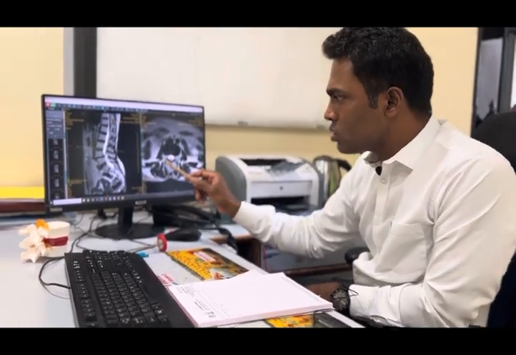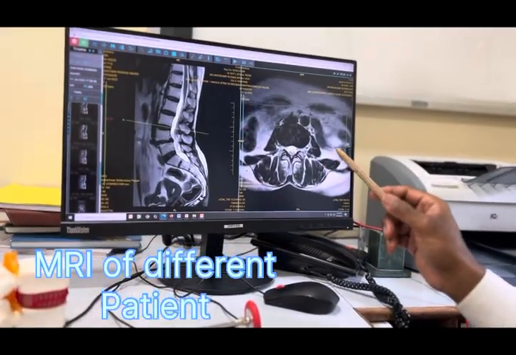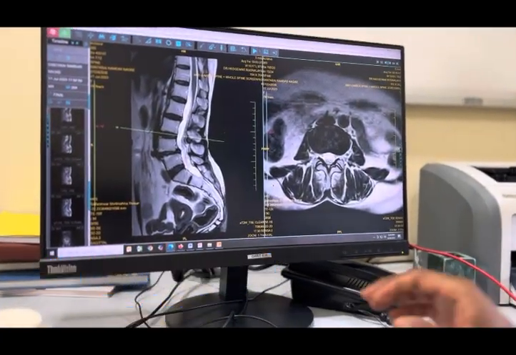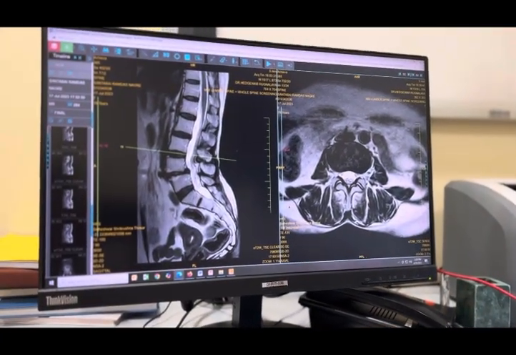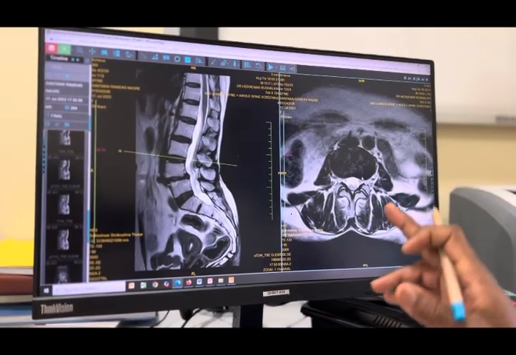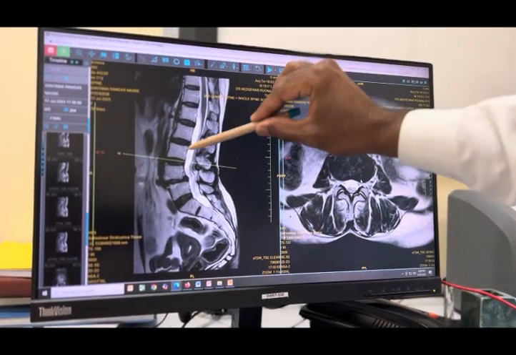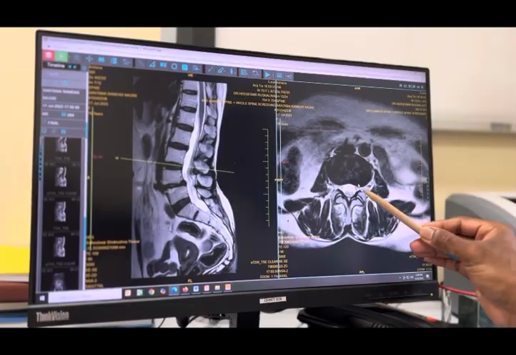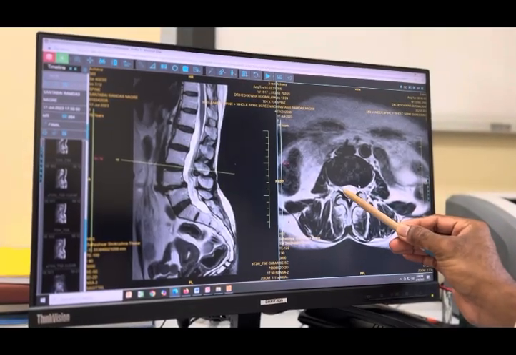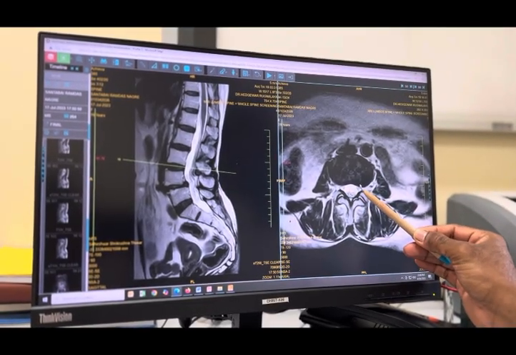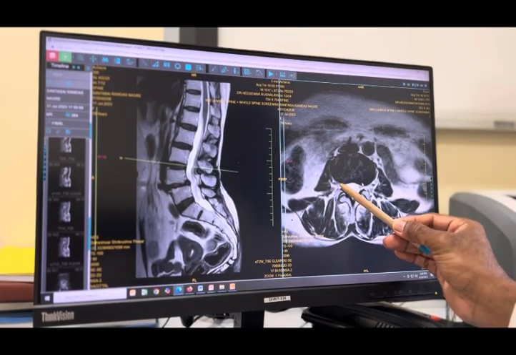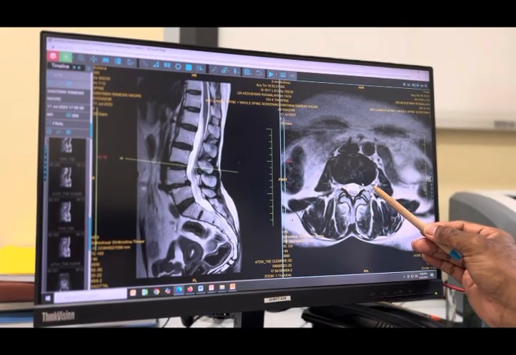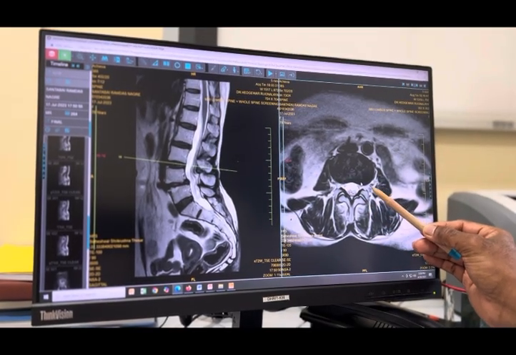MRI of a different patient where there is a foraminal disc and compressing the L4 root at L4-5 level. There is a listhesis also in this case. Obviously we have not given block for this patient, and we have done the TLIF or transforaminal lumbar interbody fusion in this case. Now this is the L3 and L4 level where this is a dural sac, this is a right lateral recess, this is left lateral recess, this is an exiting root which is a L3 root, and this is a left exiting root, that is a L3 root.